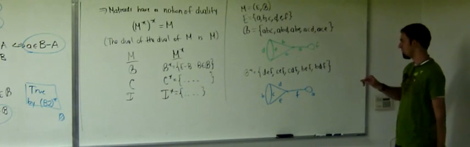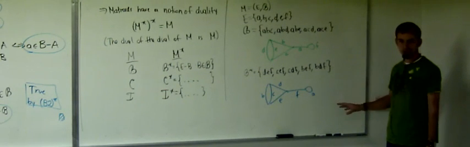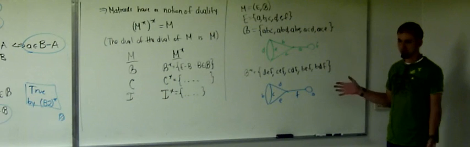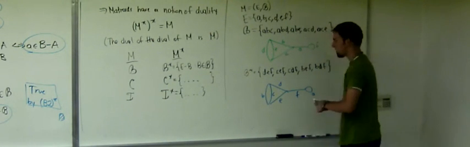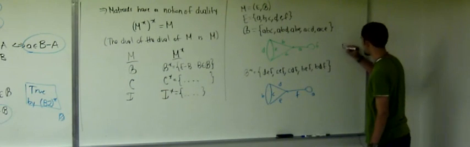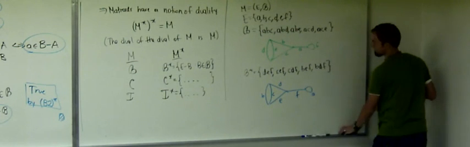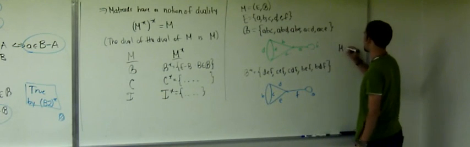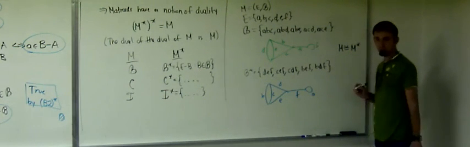Now, I want it to be very clear to you guys that this is just total luck. It's never going to happen. I mean, it's going to happen sometimes, but it almost never happens. This is an example of a matroid that is isomorphic to its dual.